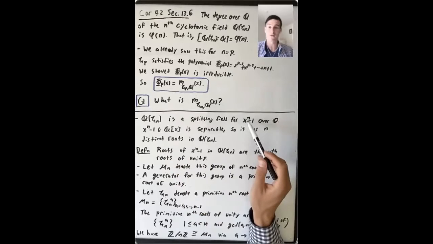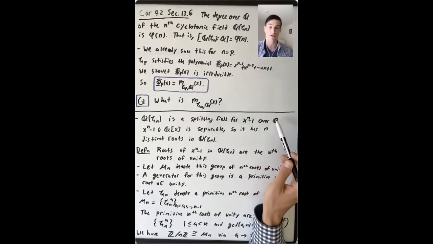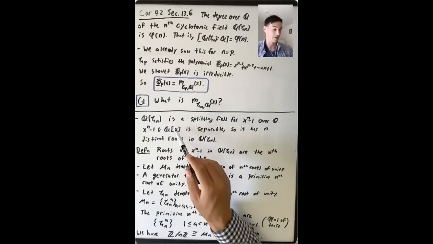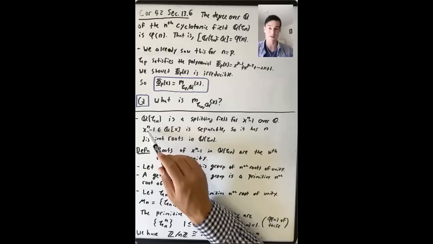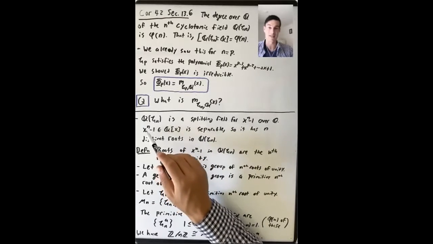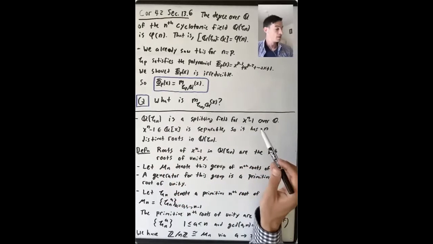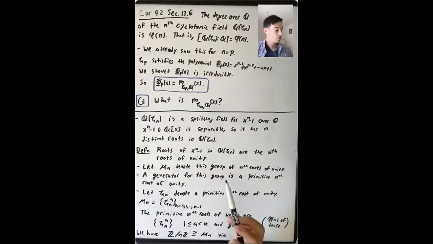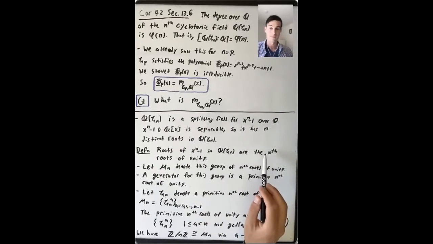It's a splitting field for the polynomial x to the n minus 1 over Q. This polynomial is separable. Q is characteristic 0, you take the derivative, and it's clear that this polynomial is relatively prime to its derivative, which is just n times x to the n minus 1. So what does that mean? It has n distinct roots in this splitting field. These roots of x to the n minus 1 in this splitting field are the nth roots of unity.